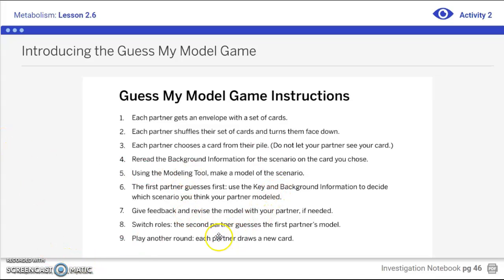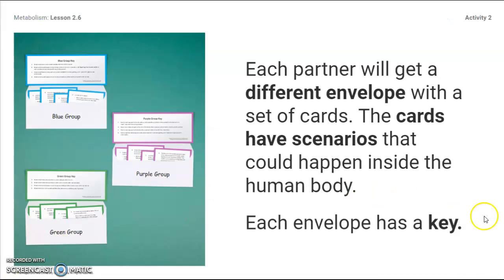And then you're going to flip roles and let the second partner do the same thing, just having you guess instead. And then you'll play another round and each partner will draw a new card. So you can do that twice, once for you and once for them, and then do it one more round, once for them and once for you again. Okay, so I'm going to explain how that works.